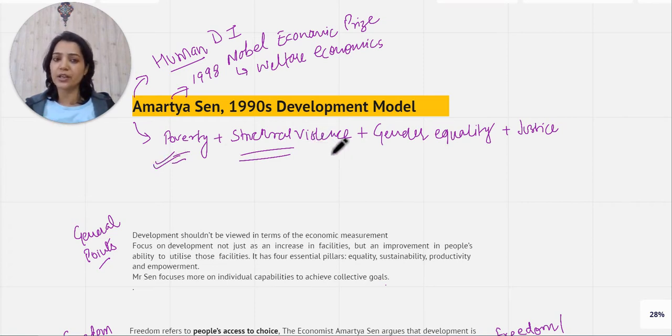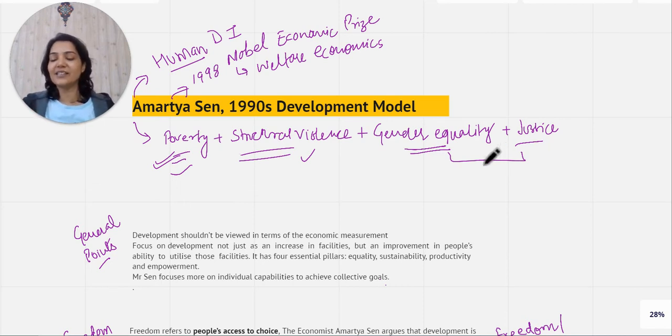Structural violence, you can think of gender equality. Where do you study gender equality? You study it under human rights, right? So you can take this up under gender equality. Justice, again, where do you study justice? You study justice again under human rights. So how many units am I linking over here? It's one GPC, then this one is under peace and conflict, and these two are under the human rights unit, and development itself under the development unit.